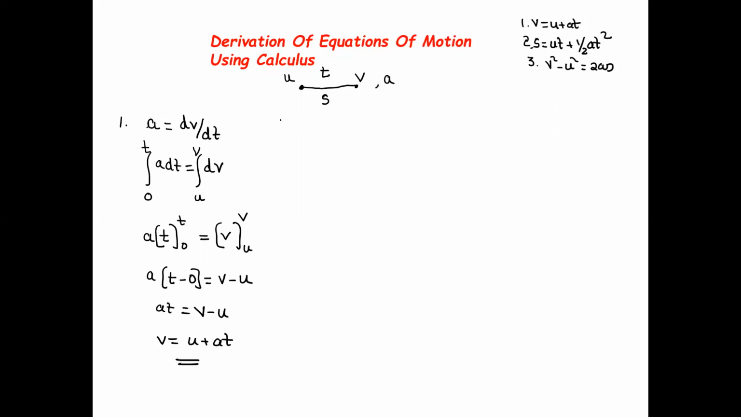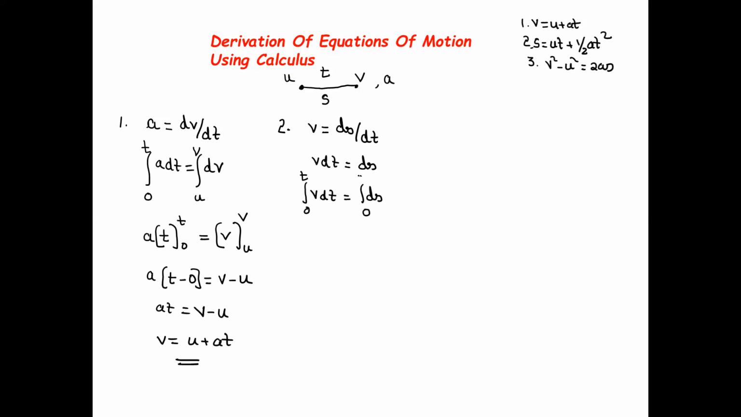Now come to the second case. What is velocity? Velocity is ds by dt, rate of change of displacement. So I can say that v dt will be equal to ds. We'll integrate both sides: integral v dt will be equal to integral ds. What are the limits? Time is 0 to t. What are the limits of displacement?